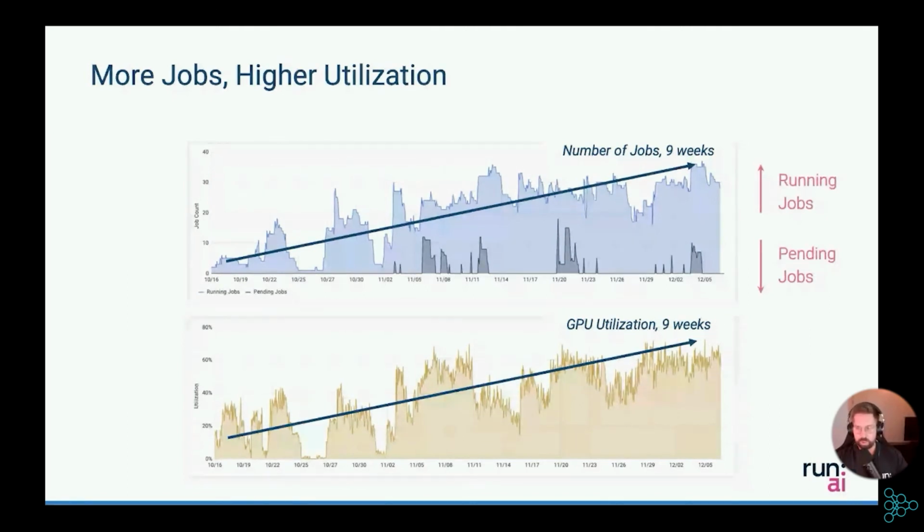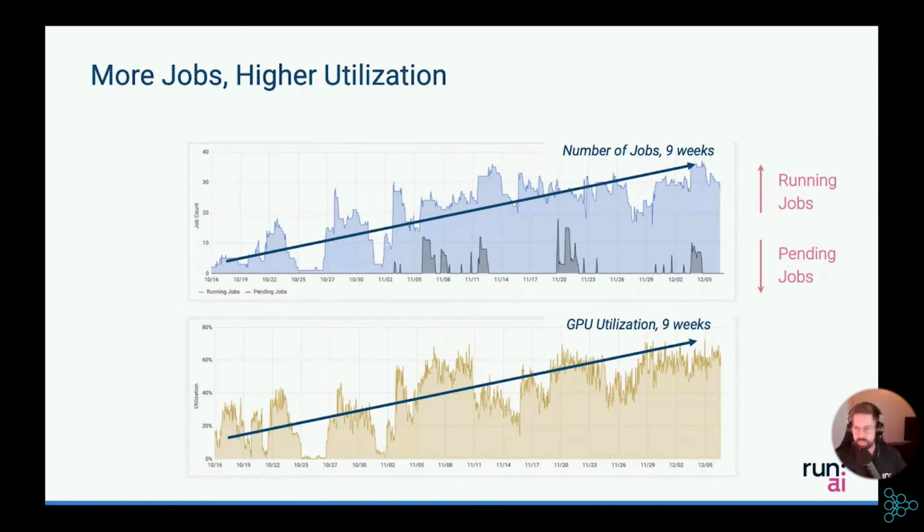So then there were more jobs running. There was more work done, more experiments running. Fewer jobs were waiting for resources because that's managed by the Run AI system. And using 20% of your GPUs, over 9 weeks, we went all the way up to 80%. Having 80% utilization versus 20% is a 4x improvement, while doing more work, more important work. So that's an amazing result after using the Run AI platform.